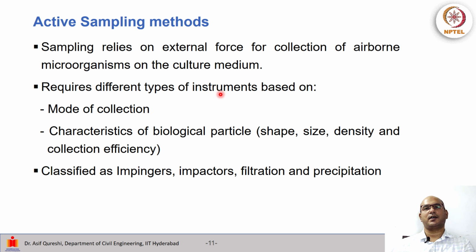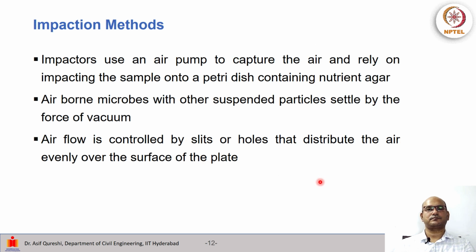Different types of instruments are required depending on the mode of collection and the characteristics of the biological particle, for example its shape, size, density and collection efficiency, and accordingly we may have to choose different instruments or the method, which these instruments or the means can be classified as impingers, impactors, filtration and precipitation based. So first we will look at the impaction methods.